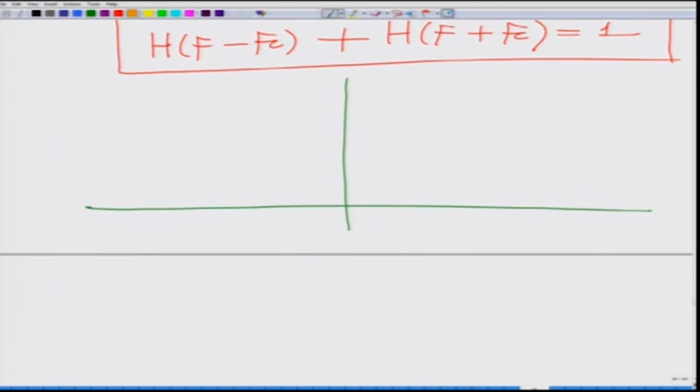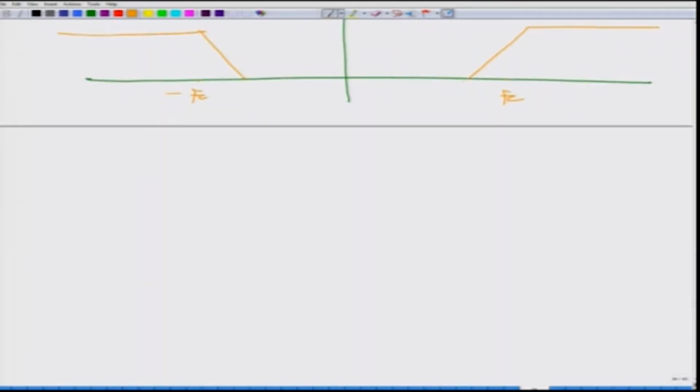So, this is your H(f), correct. Let us look at this. This is H(f minus fc). So this is your H(f), okay. And now what we are going to do is H(f minus fc) is basically H(f) shifted by fc. So, H(f minus fc) is H(f) shifted, that is advanced by fc. So, we have H(f minus fc).